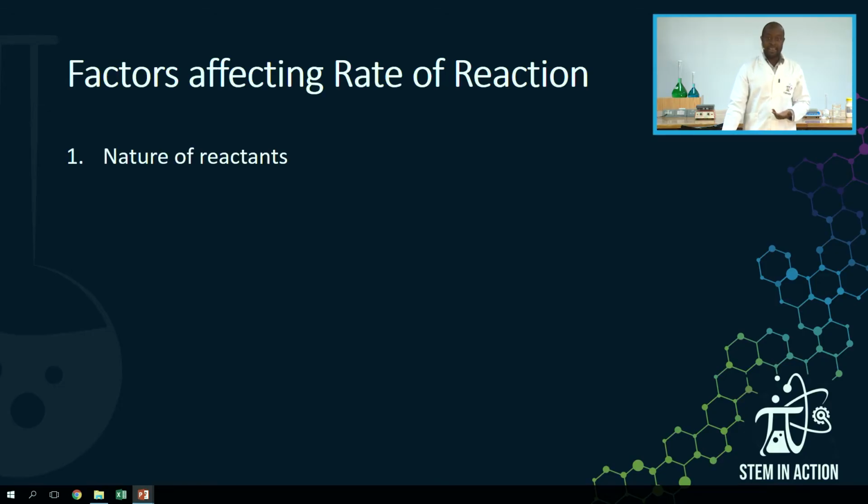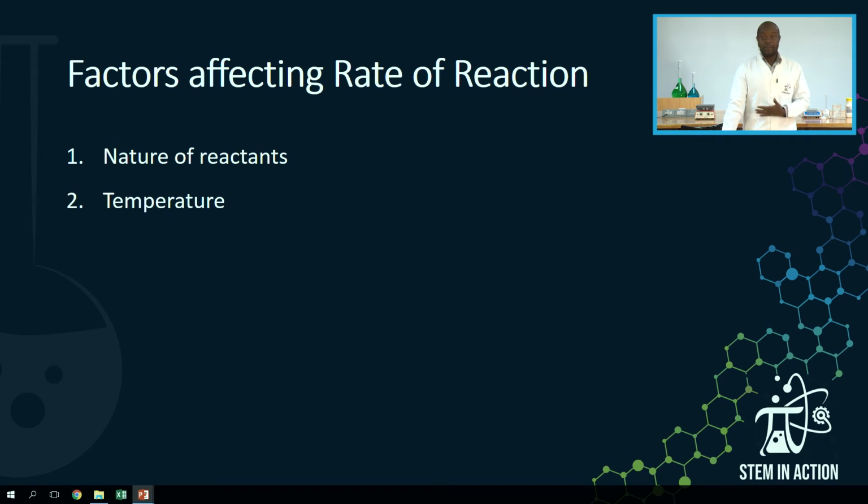So the first one is the nature of the reactants. This is talking about things such as the state of matter of the reactants. In most cases, generally, gases react faster than liquids, and liquids react faster than solids. And with the nature of reactants, we're also talking about the size of the reactants. The smaller the reactants are, usually the faster the reaction happens. If they are larger molecules, it takes longer for them to bump into each other or collide in the right orientation and stuff like that.